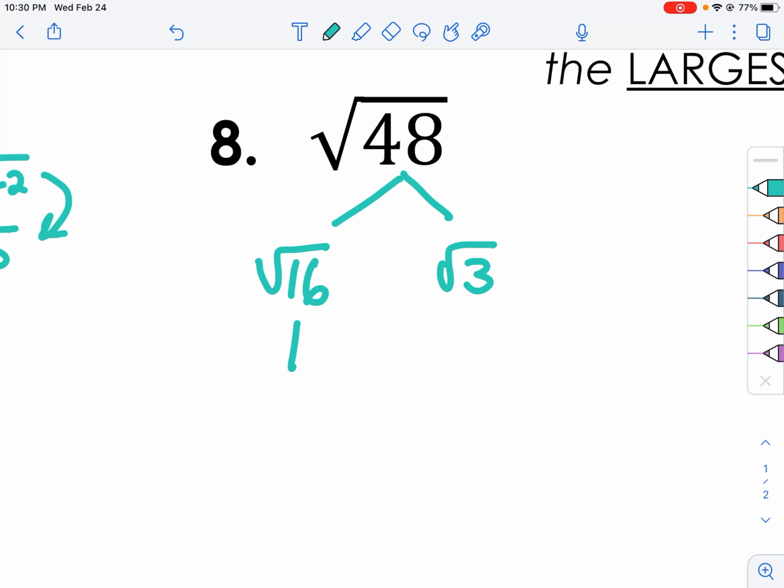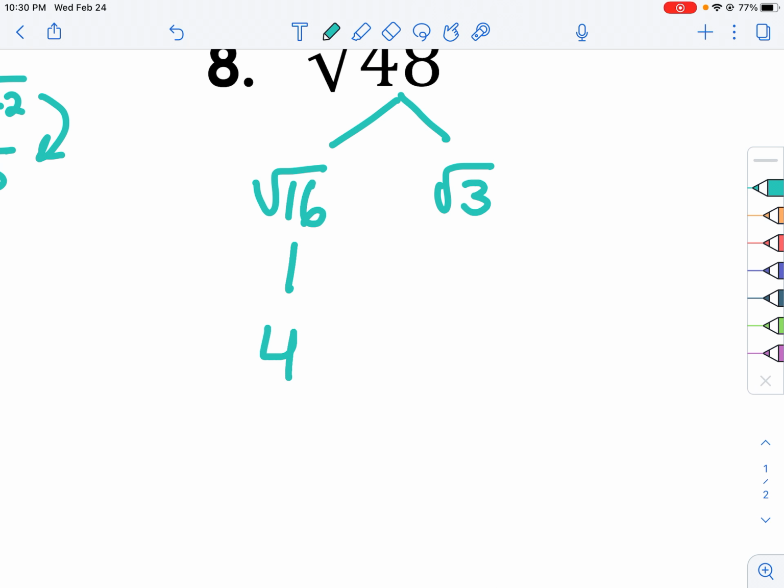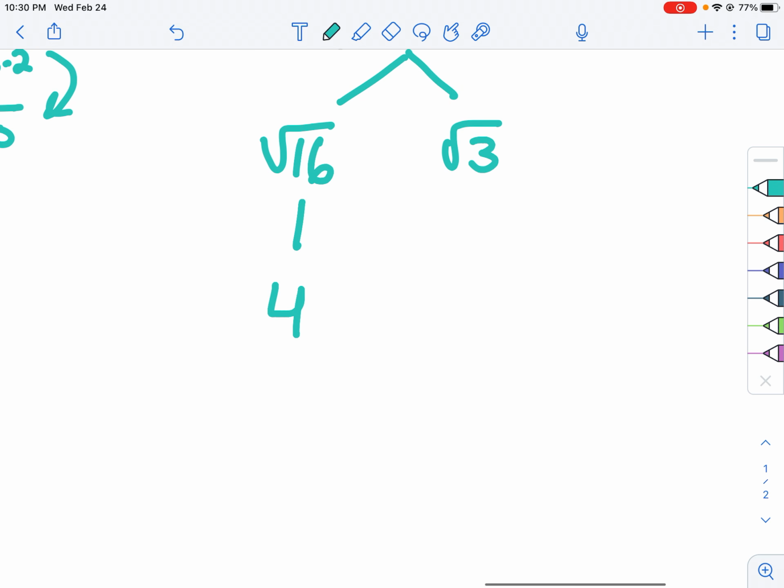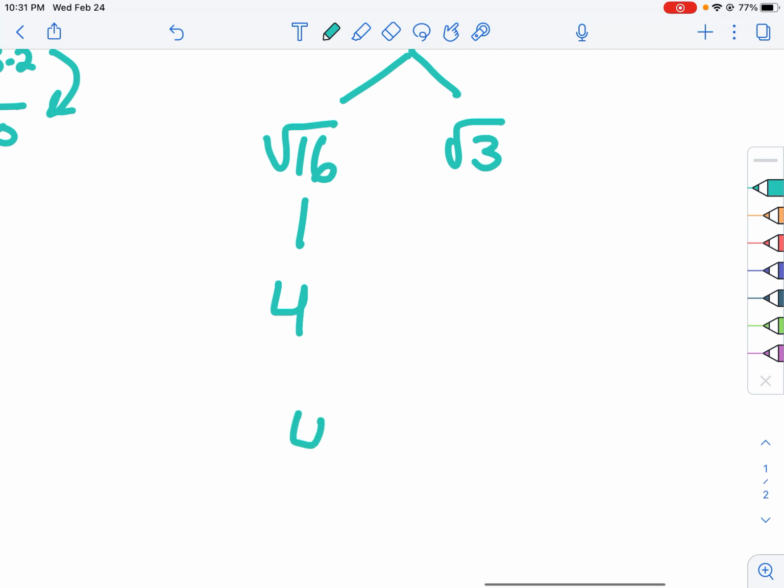Square root of 16, we said, is 4 times 4. So the square root of 16 is just 4. I don't write the square root there because the square root of 16 is literally the number 4. And then so our final answer here is 4 square root of 3.